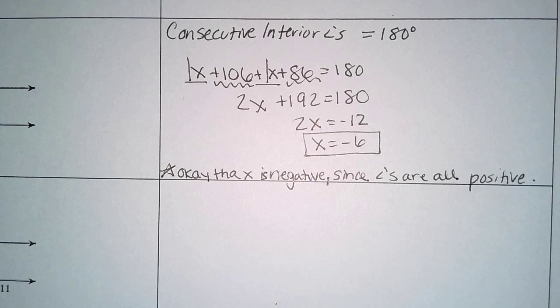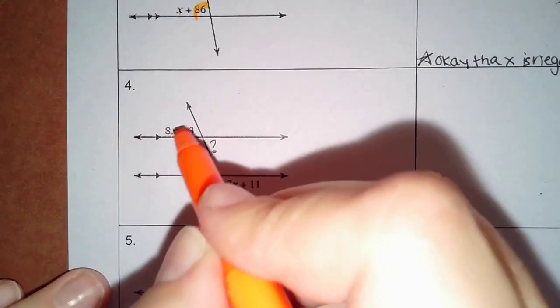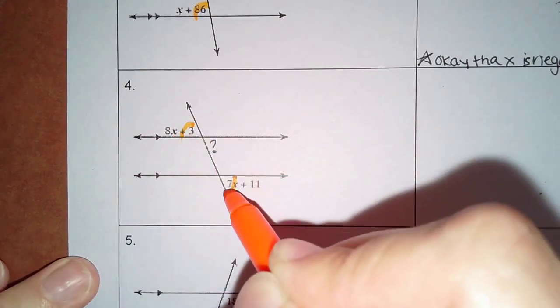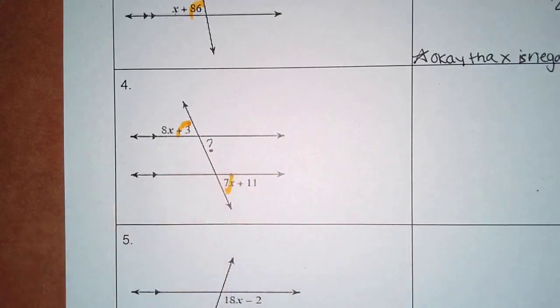We're going to step it up a notch with number 4. So first, I have these two angles that I'm asking you to find x. And then afterwards, I want you to tell me what that question mark angle is. I could have given it another variable, but for now, I'm just going to give it a question mark.